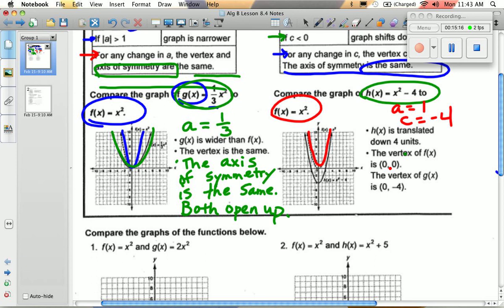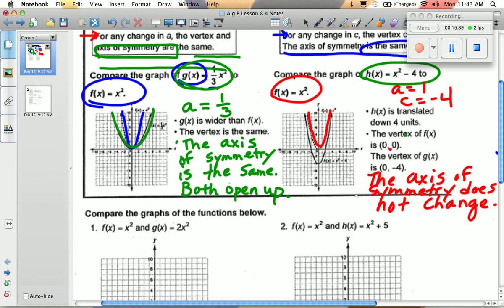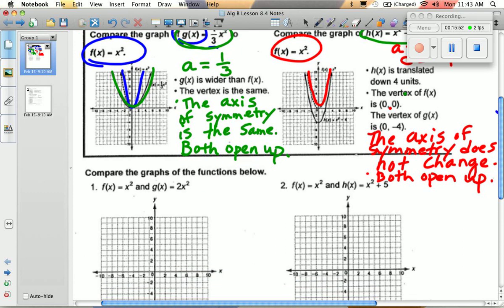Did the axis of symmetry change? Okay, so the axis of symmetry stays the same. It does not change. And let's add in there something about the opening. What does it do? Both open up. Okay, so both open up.